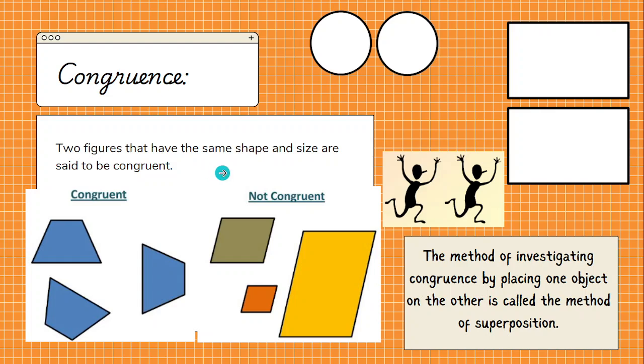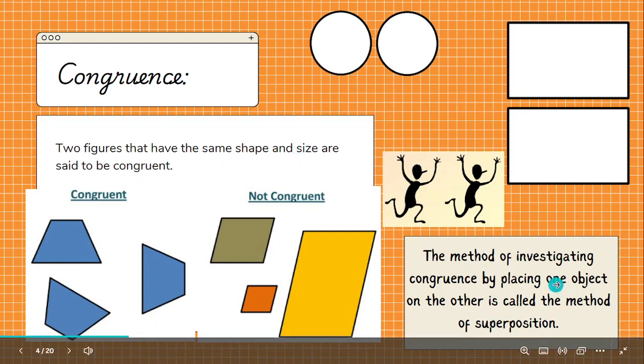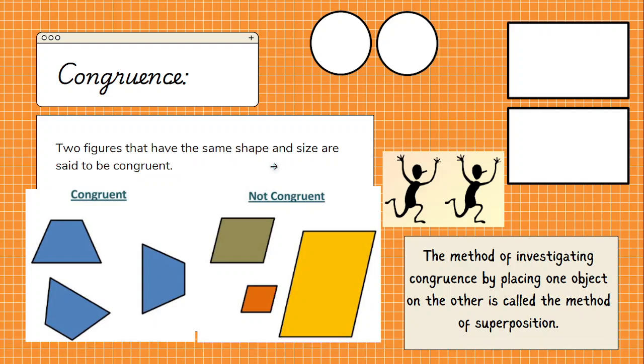Right? How can you find that these two shapes have the same shape or same size? For that, we use the method called superposition. It means we place one object on another, and if it exactly overlaps, we can say that yes, those two or more shapes are congruent, right?